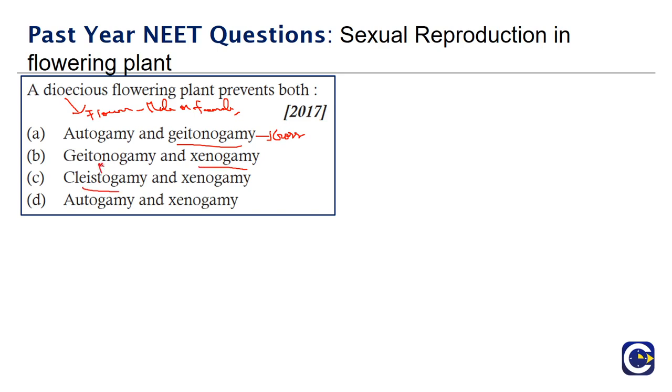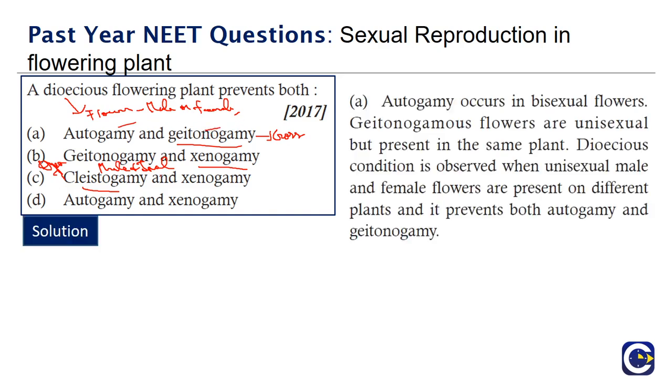Cleistogamy, there is both male and female in the single flower, and the flower won't open at all, so there will be definite self-pollination occurring in the same flower. So autogamy and xenogamy as explained before. Since the male and female flowers are in separate plants, this flowering plant will prevent only autogamy and geitonogamy. So the solution is it will prevent autogamy and geitonogamy.